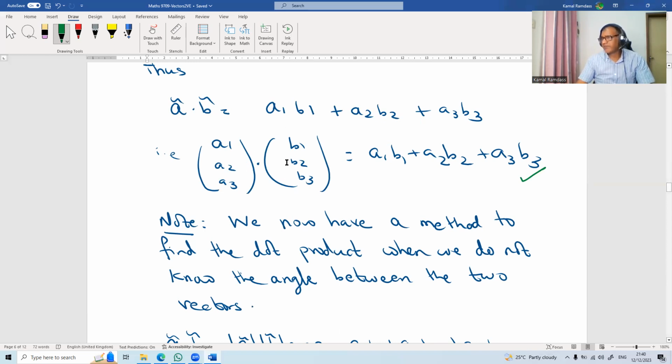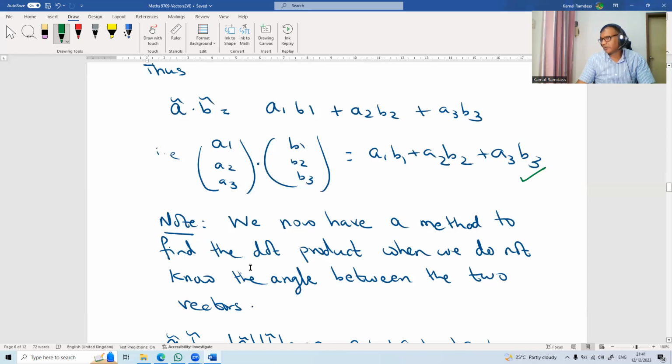Et now, parce que nous finissons gain ça. Nous avons two vector, position vector. We have a method to know the dot product without knowing the angle. OK? Et puisque nous connaissons the dot product without knowing the angle, we know also a method to find the magnitude of each vector. We can find the angle.